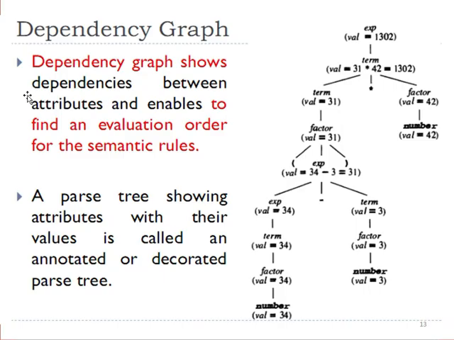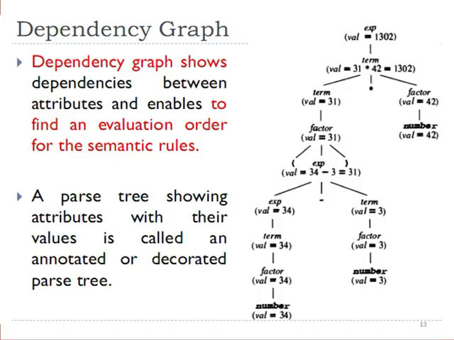So another concept is the dependency graph. A dependency graph is used for showing the dependency between the attributes and enables us to find an evaluation order for the semantic rules. So once we define semantic rules for the production rules of a given grammar, then we can use a dependency graph to show the evaluation order of the semantic rules.